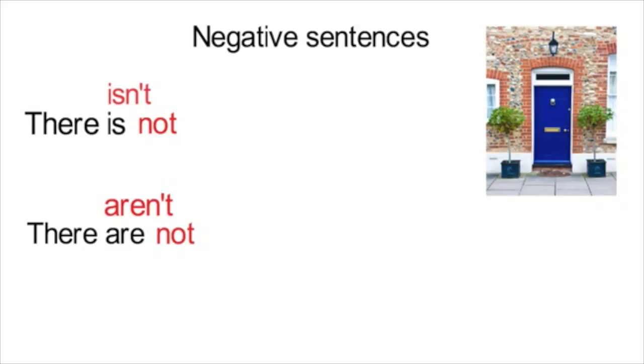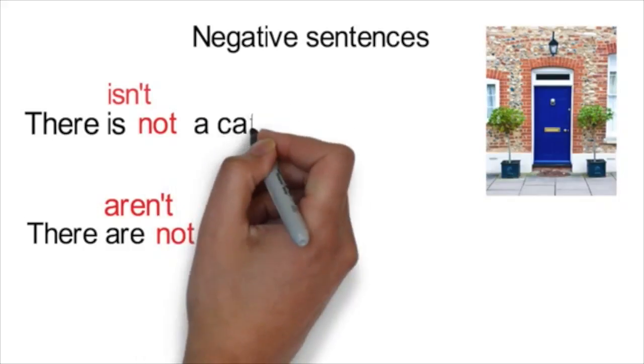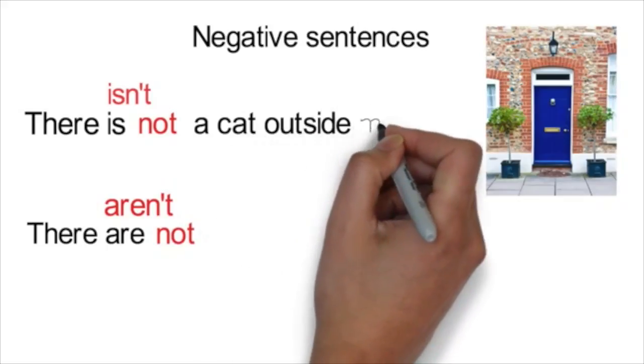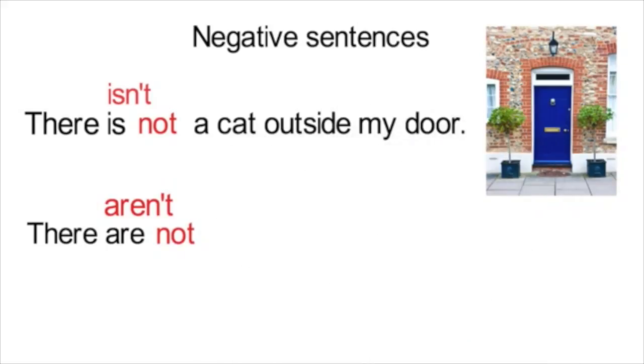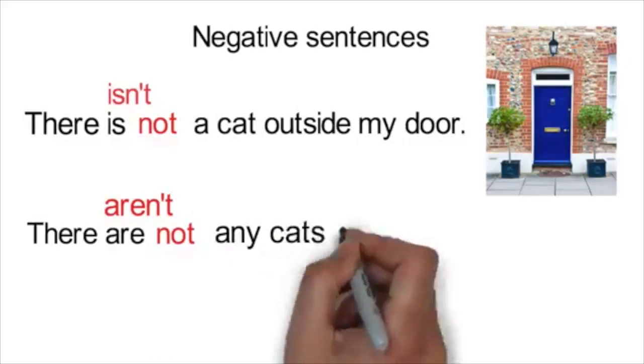For example, there is not a cat outside my door. Of course, instead we would probably say, there isn't a cat outside my door. Or, if it is plural, we would say, there aren't any cats outside my door.